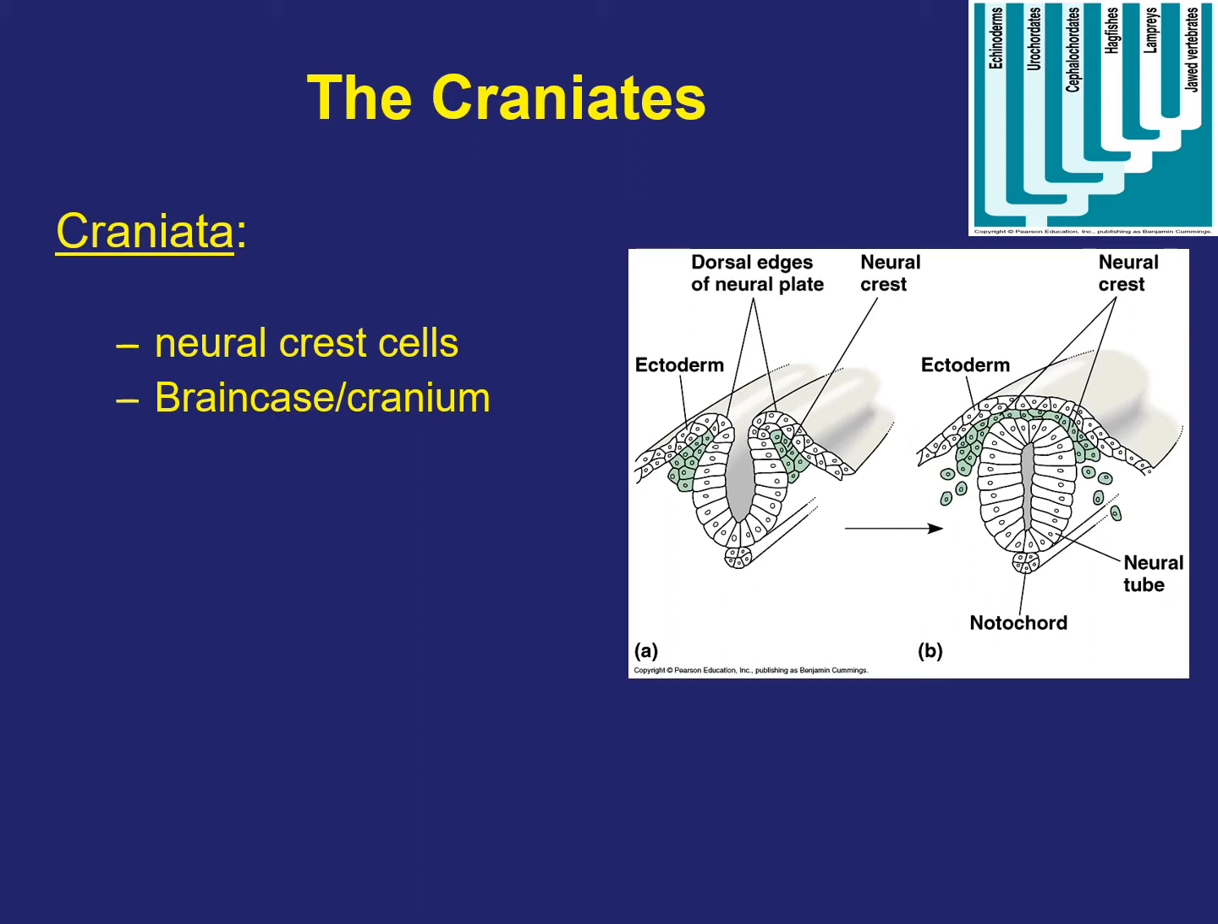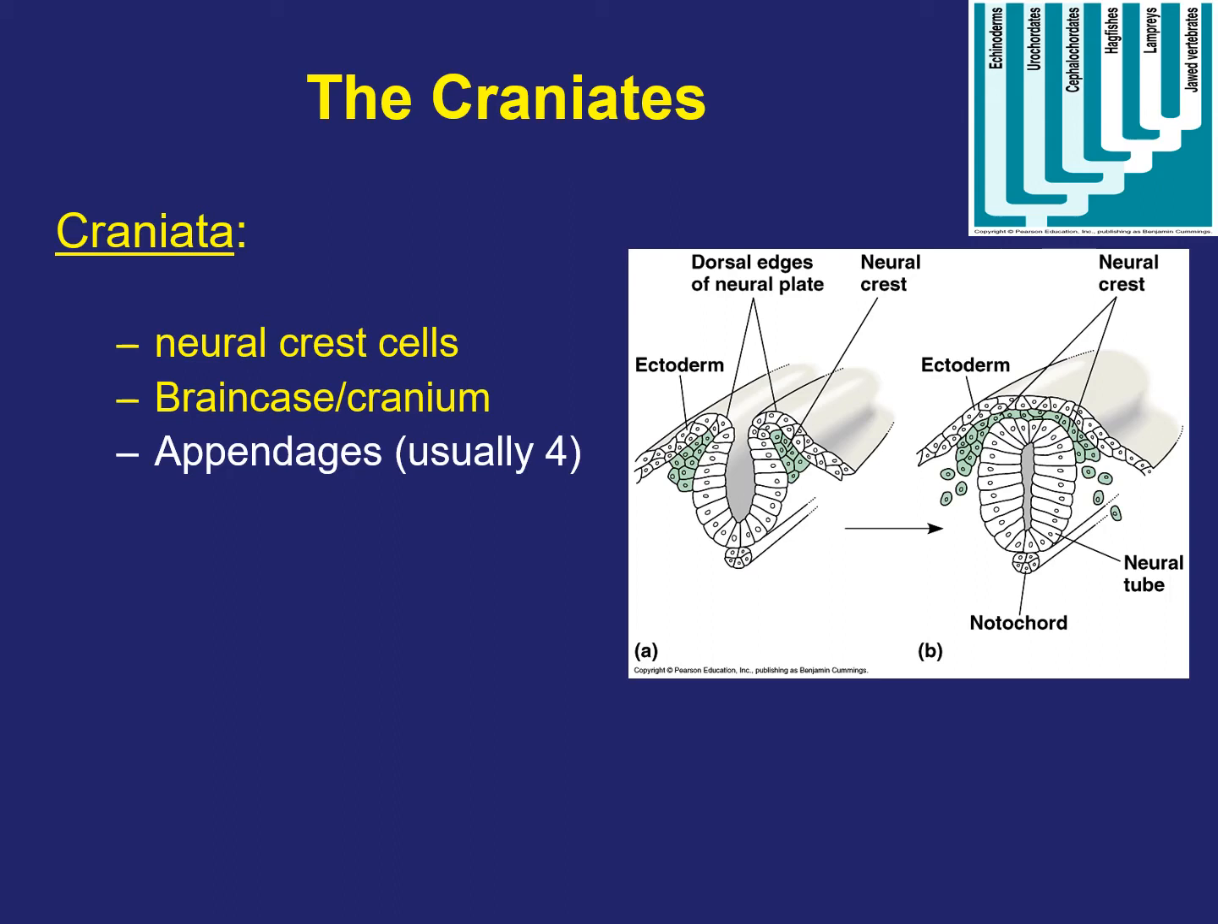The other thing that defines the craniates is that they have a cranium. That's where the name comes from. This is also referred to as the brain case. It consists of the part of the skeleton that is going to directly surround the brain. So the skull cap, basically. It's not necessarily bone. It is in some craniates, like ourselves, although it could be cartilage as well.